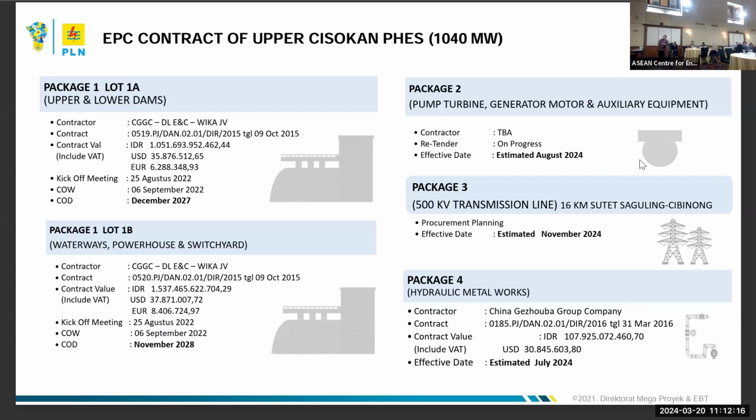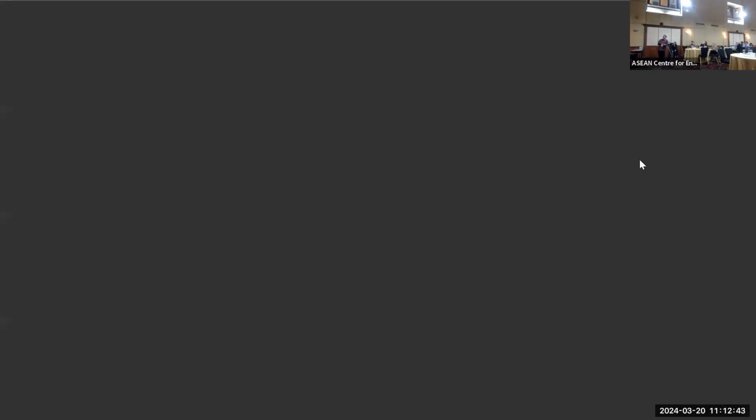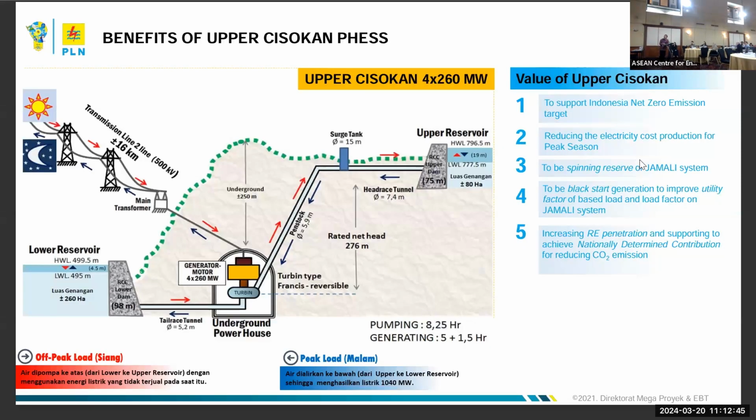And package 3 will proceed further. We estimate that this November the transmission line will be launched. And package 4, the hydraulic, will be next this July. And we have already chosen the contractor, the China Gezhouba Group company. This is the simple diagram of the Upper Kisokan.